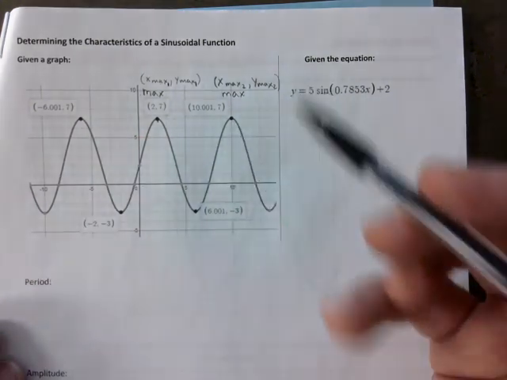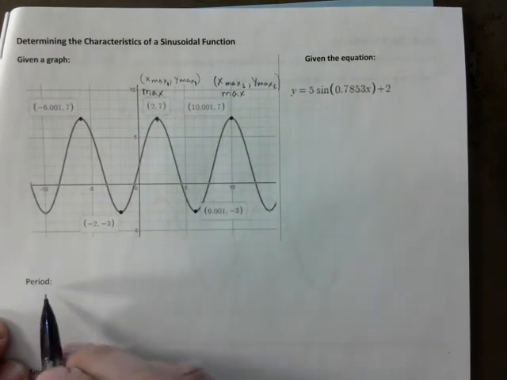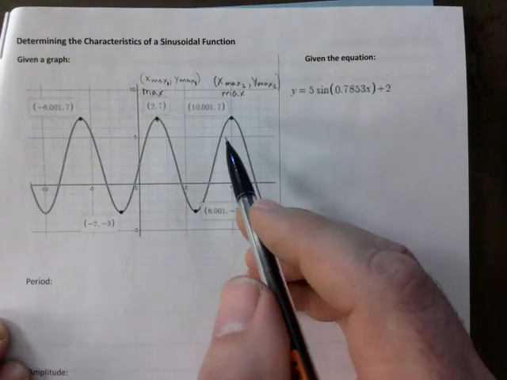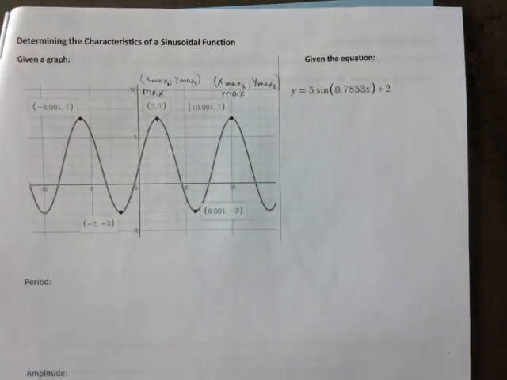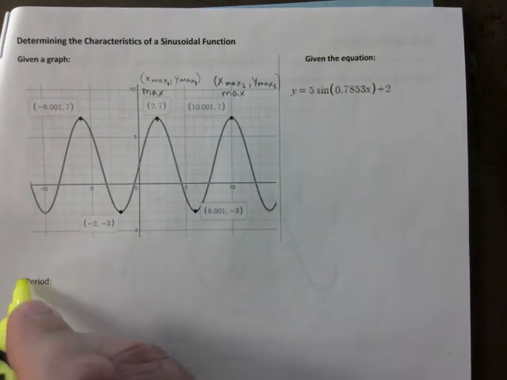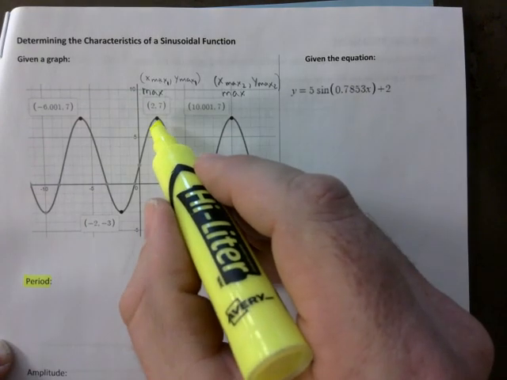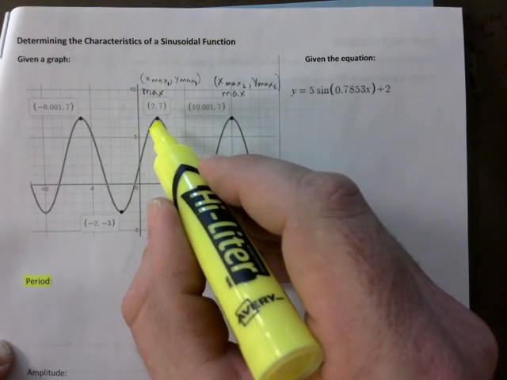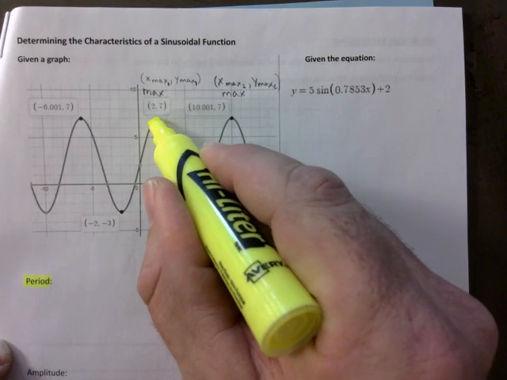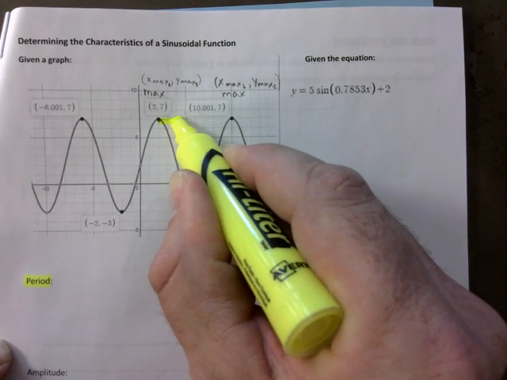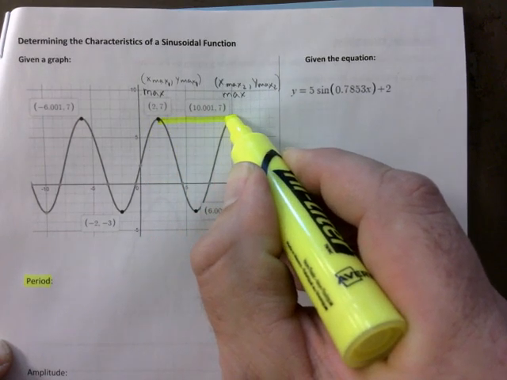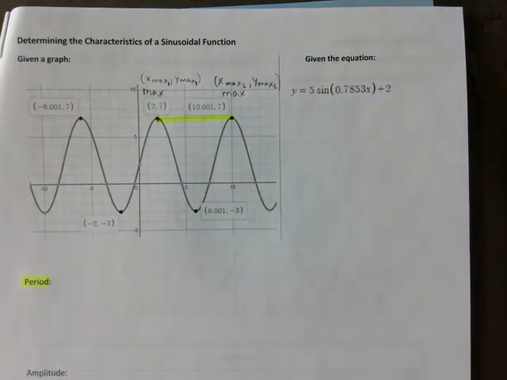Okay, so here we go. How would I find the period based on this? Remember, and here's where your highlighters are going to come in handy. What is the period? It is basically how long it takes for something to repeat. So it is actually the distance, the horizontal distance from here to there. That is the period right there.